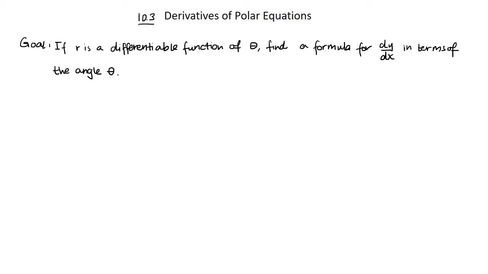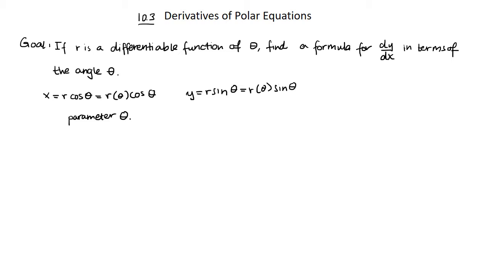We have our equations that x is equal to r cosine theta, and remember that we're thinking of r as a function of theta. And we know that y is r sine theta, and again, we're thinking of r as a function of theta. So this describes our curve parametrically in terms of the parameter theta.